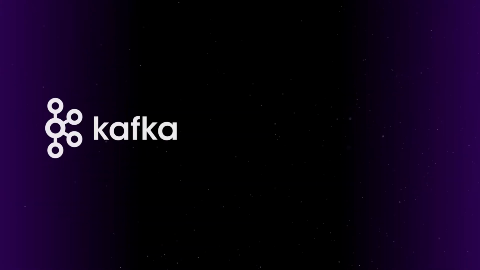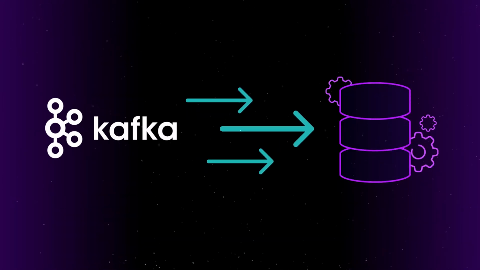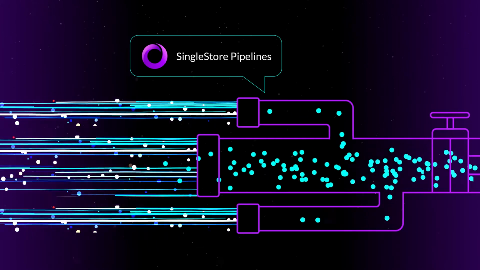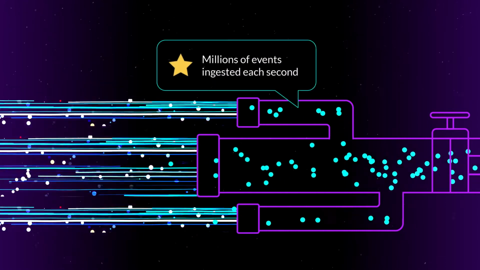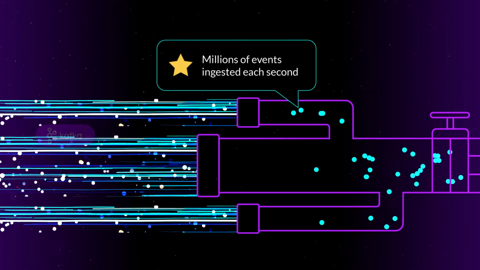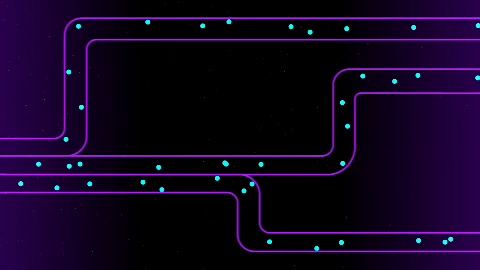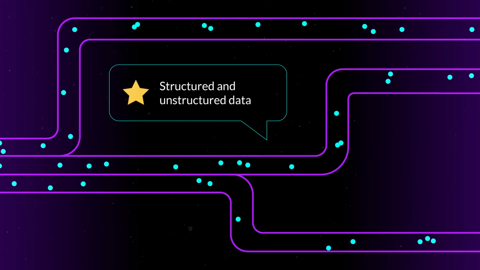You're probably thinking that makes sense, but couldn't I just use Kafka to stream data over to a cloud data warehouse? Well, you could, as long as you're okay working with only smaller amounts of data and only simple queries. Pipelines in SingleStoreDB allow you to continuously load data at blazing fast speeds. Millions of events can be ingested each second in parallel from distributed data sources such as Kafka, Amazon S3, cloud storage, or HDFS. This means you could stream in structured as well as unstructured data for real-time analytics.